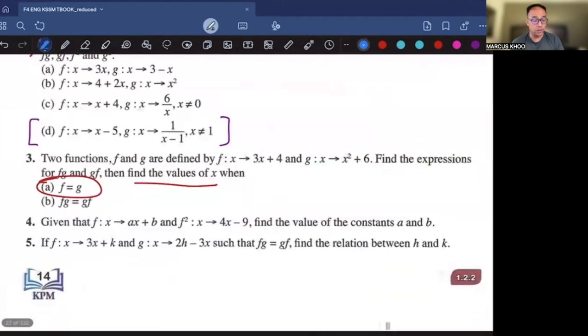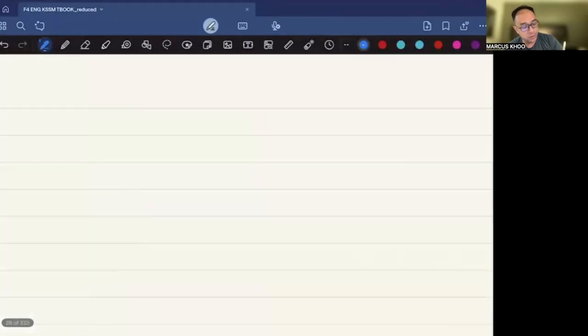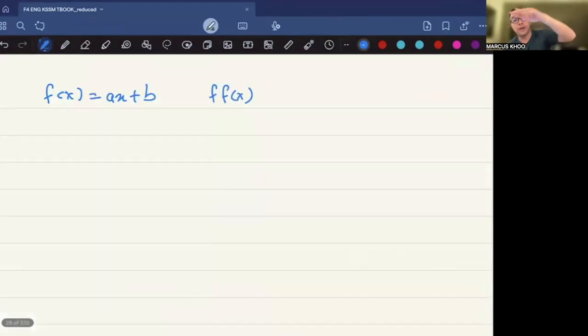Okay, finally, not finally, number 4. Given that f(x) equals ax plus b and ff(x) is 4x minus 9, find the value of constants a and b. So let's write this first. f(x) is ax plus b, and ff(x), because we already established that f squared is ff(x), the double function will give us 4x minus 9. So the question is, what are a and b?